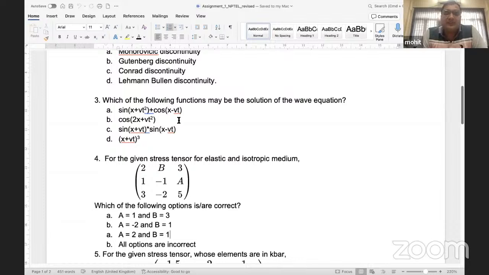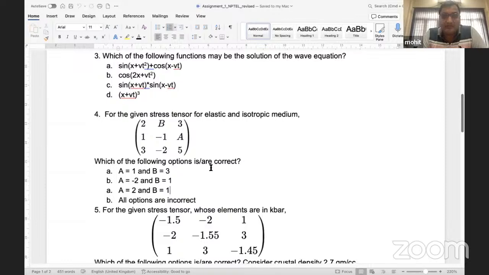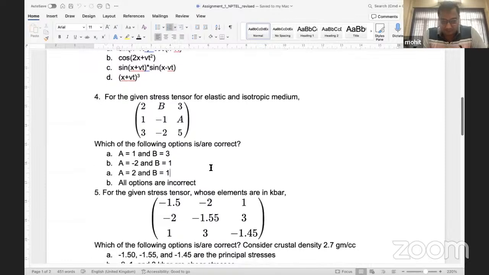And option D is (x plus vt) whole cube. This is a function of x plus vt, so you can say this is the answer. So for question number three, answer D is correct.